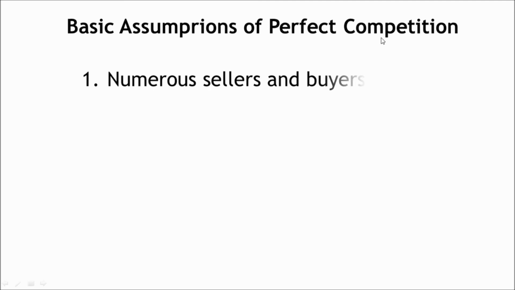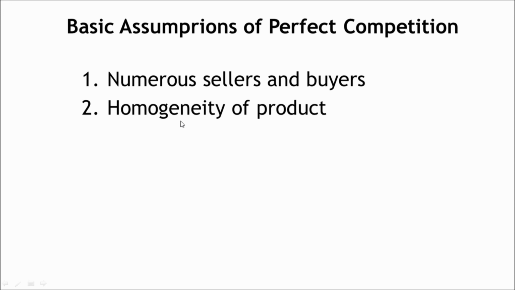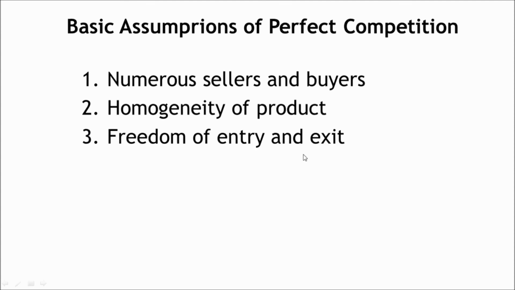The first assumption of a perfectly competitive market is a large number of buyers and sellers. That is, in a perfectly competitive market, there are many buyers and sellers, too many to count. The second assumption is homogeneous product. That is, products produced by individual firms are identical. Then come the assumptions of freedom of entry and exit. The fourth is the assumption of profit maximization.